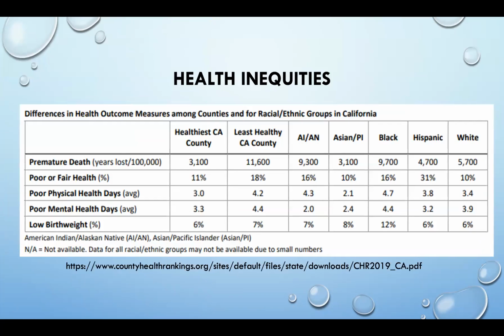Okay, so for health inequities, these are the California health statistics, and you do see some disparities between American Indian, Alaska Native, Black, Hispanic, and white populations. Not as many with Hispanic, but you do see a percent almost triple for poor or fair health, and with Black populations, almost twice as much premature death, years lost per 100,000, and a percent double of low birth rate. There is also a higher premature death rate for American Indian, Alaska Native, and a higher percent of poor or fair health.